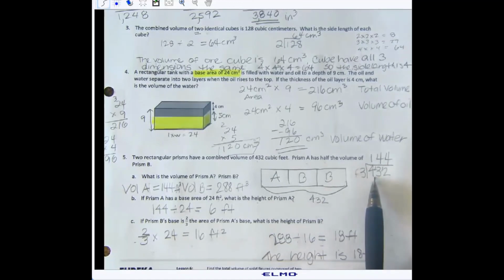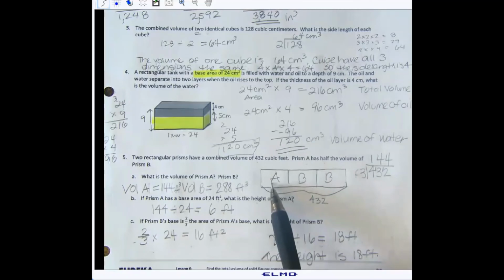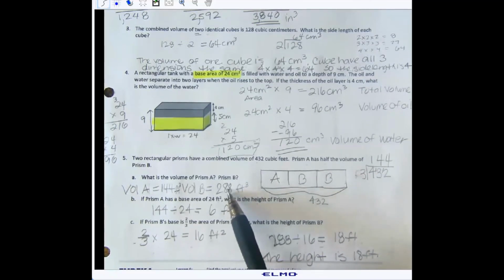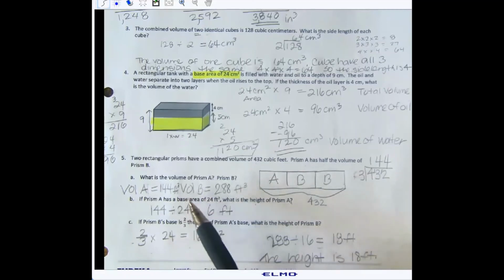So then you have to divide 432 by 3 and get 144, and that gives you what the volume of A is. And then B is everything else, or 288 cubic feet. So that's the volume of each of the prisms.